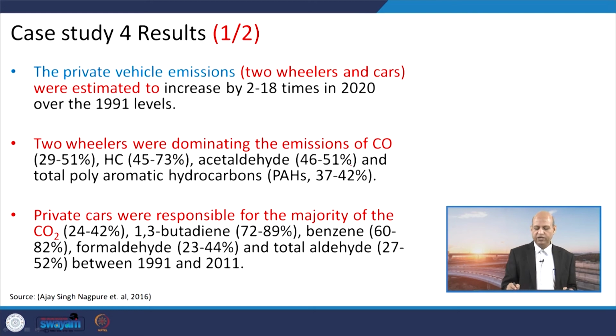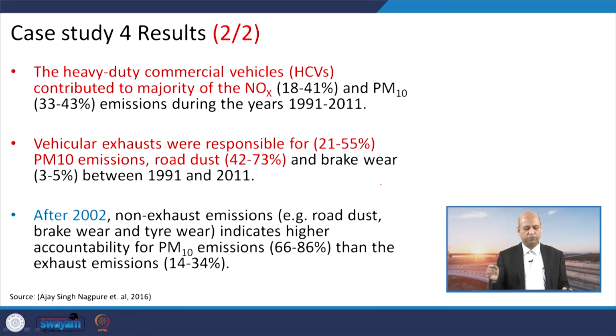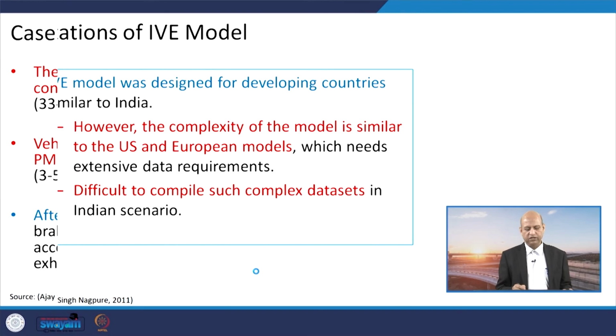Two wheelers were dominating emissions of CO, you can see, right, and then private cars are responsible for CO2. So, those kinds of category-wise domination in different pollutants we can see. Heavy duty commercial vehicles were responsible for more of the NOx emissions, and PM10 was coming basically from exhaust emissions, and then road dust also, like 40 to 73%. So, a lot of emission sources are there in non-exhaust emissions also. Similarly, tire wear etc. were also emitting these particulate matters.